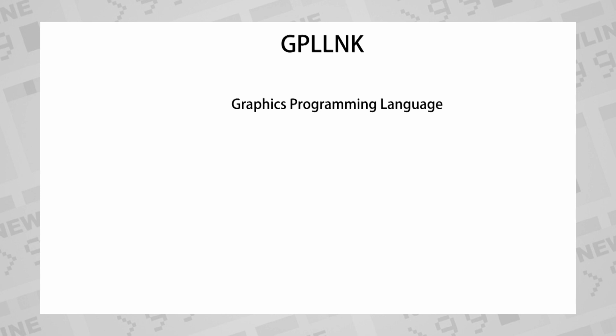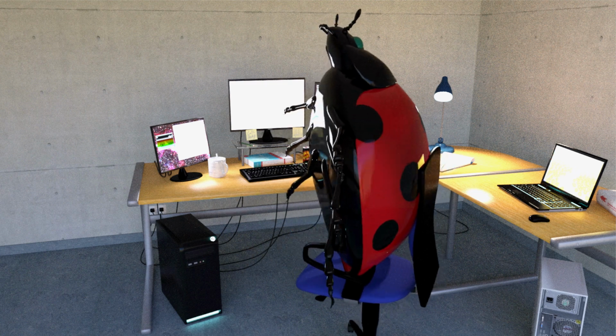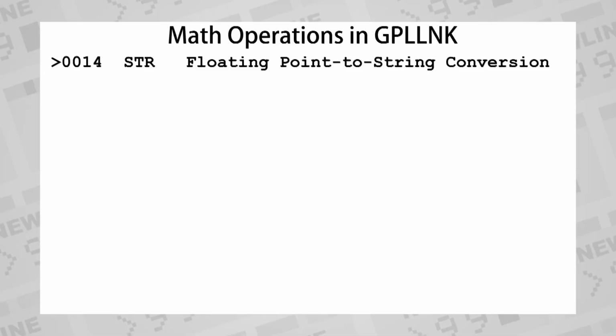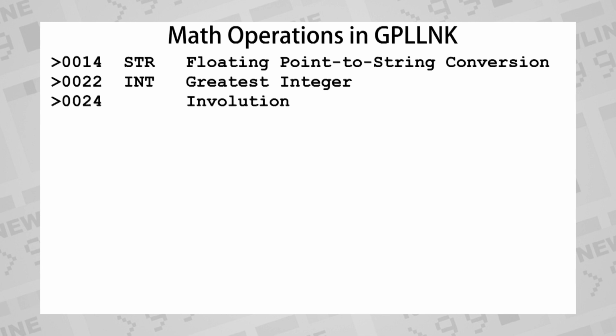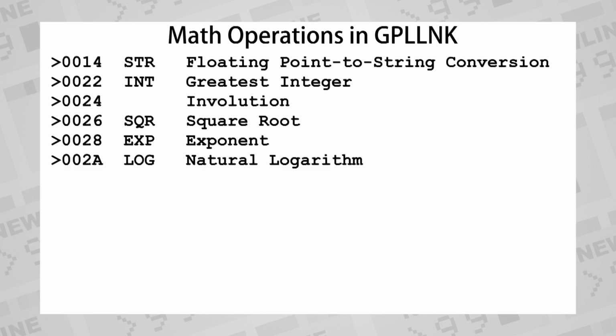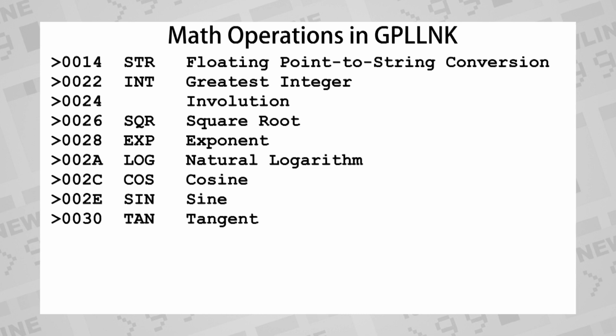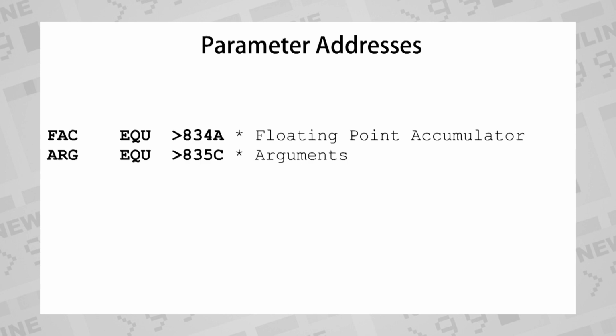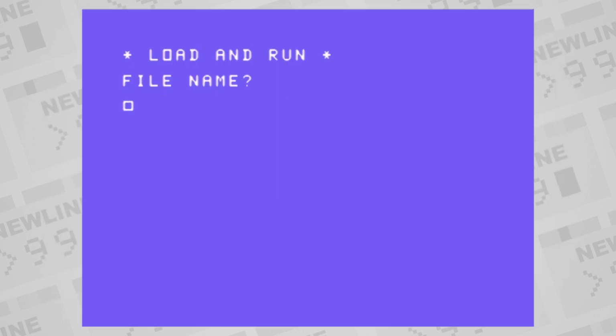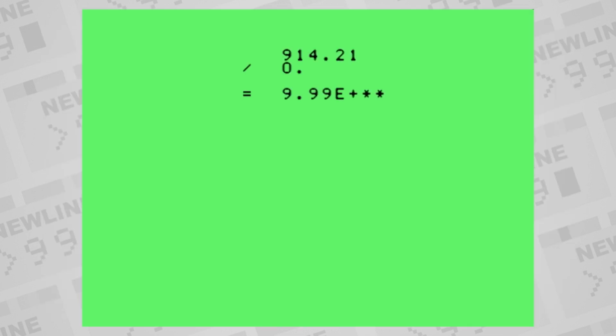GPL-Link, which is Graphics Programming Language Ladybug, is a library with several additional functions. There you'll find floating point number to string conversion, greatest integer, involution, which is powers basically, square roots, exponents, natural logarithms, sine, cosine, tangent, and arctangent. In addition to the FAC and ARG addresses, there's also an error address that contains a return value as well, that can tell us if an error occurred when the routine was run.